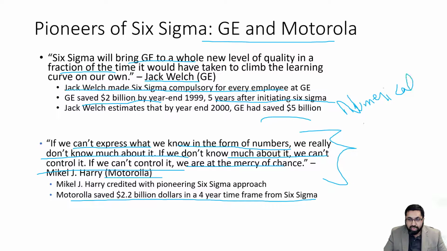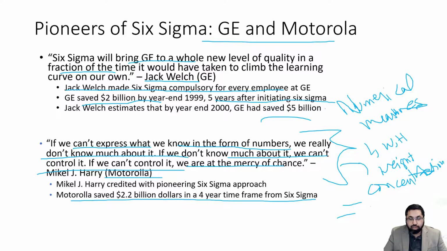For example, the size of the product, right? Size can be a numerical measurement: length, width, height, weight, right? Concentration of a particular compound in your product, things like that. So you can find numerical measures which are associated with quality, and then you can use 6 sigma to reduce the variation on the numerical measures, so they're always at the target values, and that reduces variation and defects.